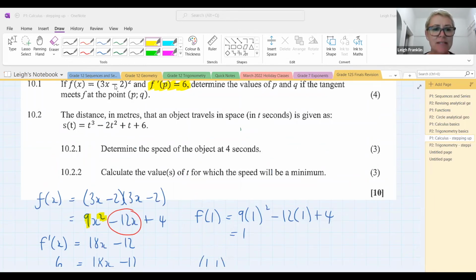All right, let's get into 10.2. The distance in meters that an object travels in space in t seconds is given as s of t equals t cubed minus 2t squared plus t plus 6. The first thing they want us to do is determine the speed of the object at 4 seconds. They've given us distance, but what they want from us is speed. So if distance is s of t, what is speed?